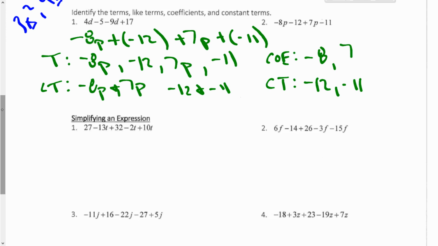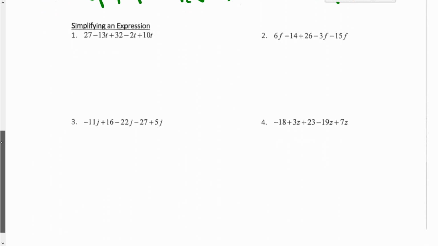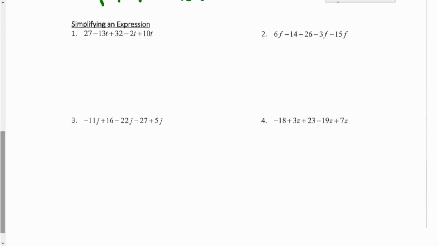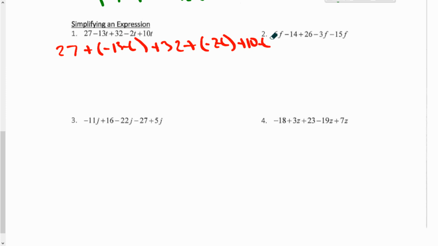Moving on to the next part, now we're actually going to look at simplifying these expressions. So we've defined the different parts, we've found the different parts, and now we're actually going to simplify. Our first step is to rewrite everything as addition. So we have 27 plus -13t plus 32 plus -2t plus 10t.